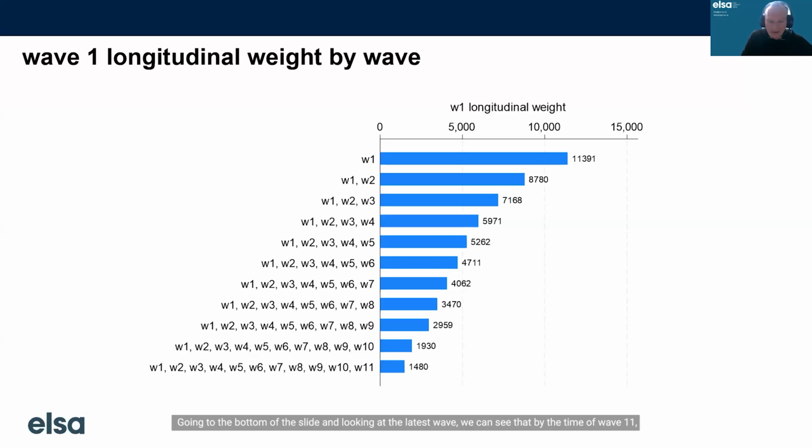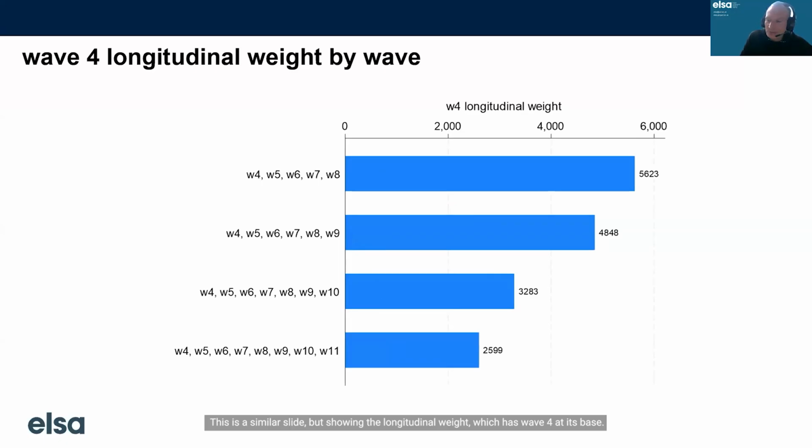Going to the bottom of the slide and looking at the latest wave, we can see that by the time of wave 11, just around 13% of the original cohort members at wave 1 have taken part in every wave since wave 1. So these have a positive value of the wave 11 longitudinal weight, which has wave 1 at its base. And obviously, as these core members have been in ELSA from the beginning and have taken part in every wave, you would expect this to be a very distinctive group in terms of health and wealth, for example.